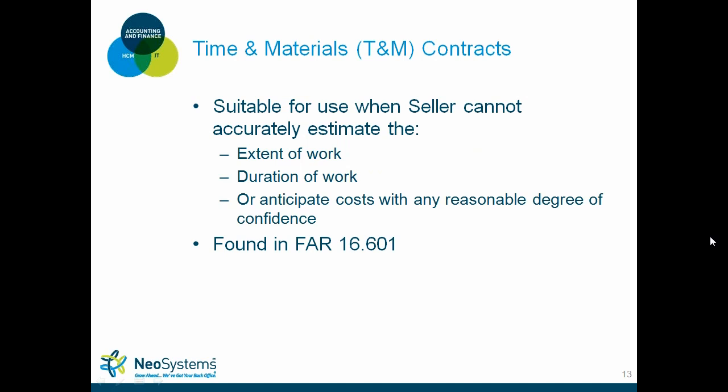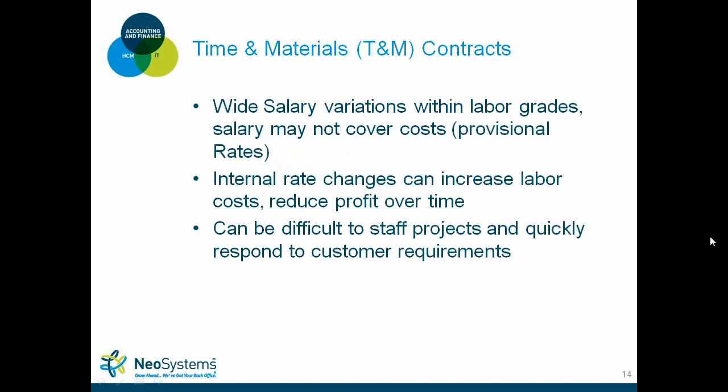T&M is really suitable for use when the seller can't accurately estimate the extent of the work, the duration of the work, or really anticipate any cost with a degree of confidence. More defined definitions can be found in FAR section 16.601. And some of the risks associated with time and materials: the profit percentage for time and material can be very good. At the same time, you can really hurt yourself in a time and material type basis because of what you originally bid.